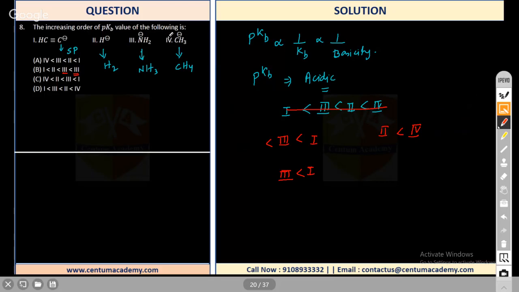And second and fourth, second and fourth. So CH4. So this should be first, third, and then we have, I think, second will have then, and then we have the fourth one. Is there any option? I think third option we are getting. Yeah, it's the third one, I guess.